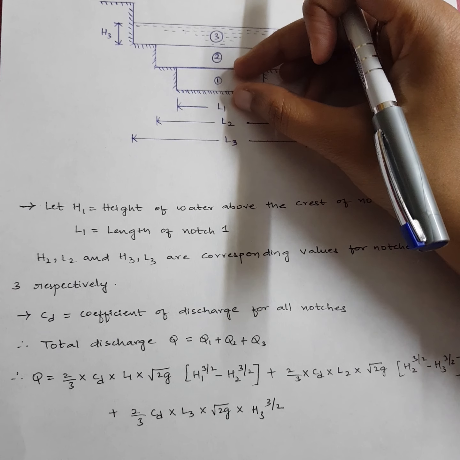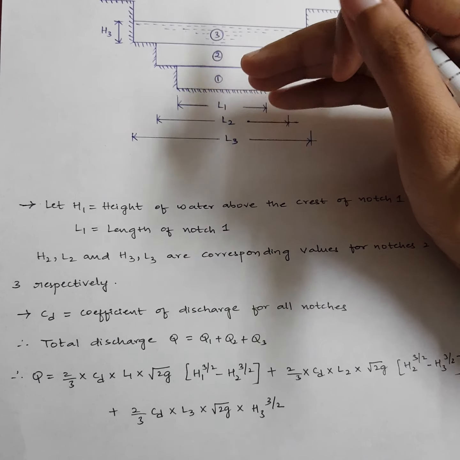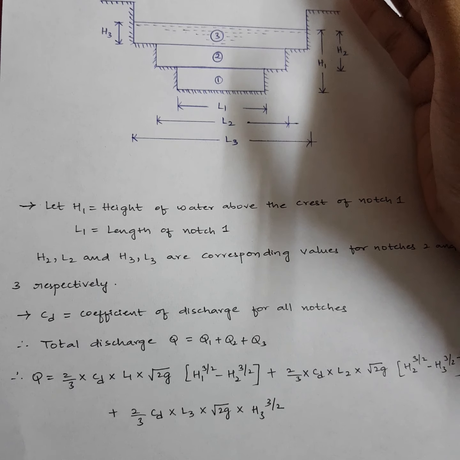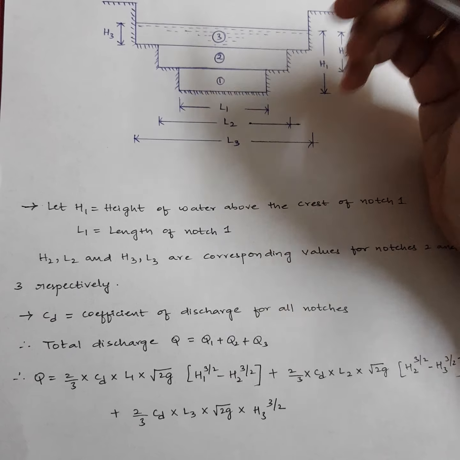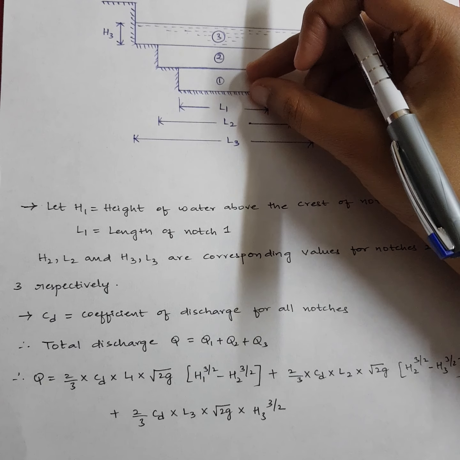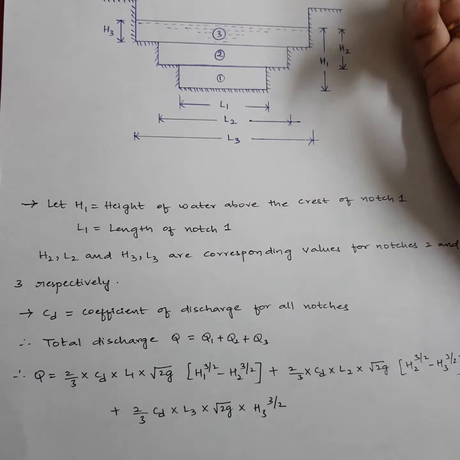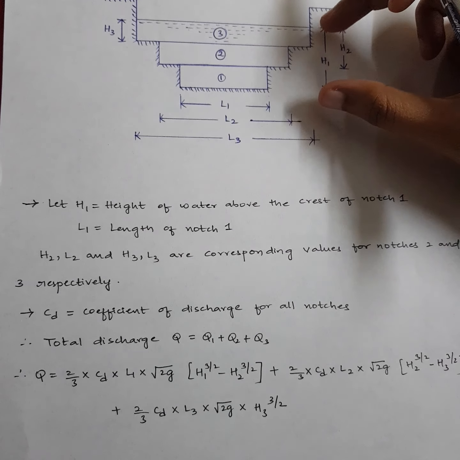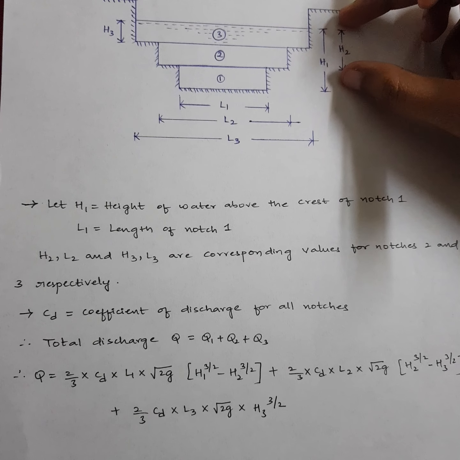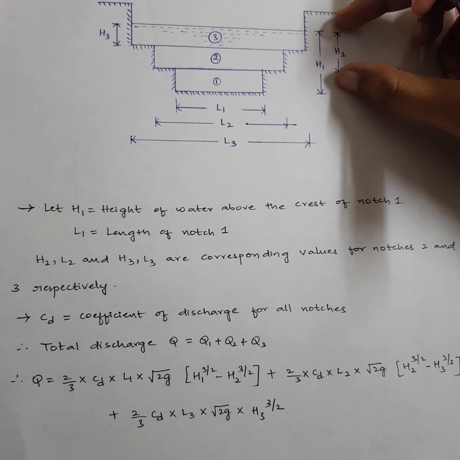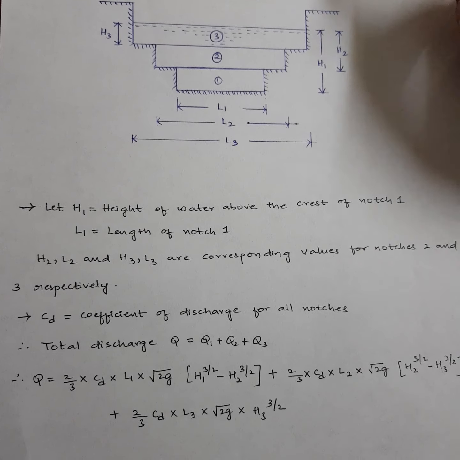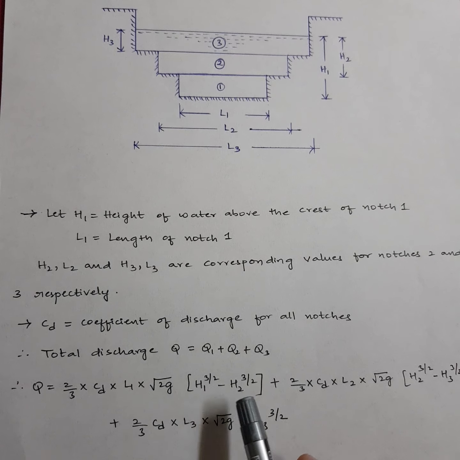This is what we want. We don't want the height from the crest level to the top of the complete step notch. We only want the height of water in that rectangular portion. So what will be the height of water in this rectangular portion? It will be this height minus this height. But for a rectangular notch, we can't directly take h, right? We should take h power 3 by 2. So it will be h1 power 3 by 2 minus h2 power 3 by 2.